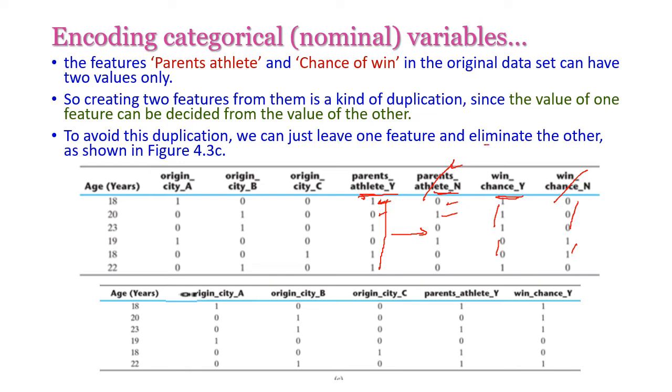By eliminating those features we get a new set of features, that is age in years, origin city A, origin city B, origin city C, parent athlete yes, and win chance yes. So these are the new set of features in our data set, and this is called encoding categorical, that is nominal, variables.